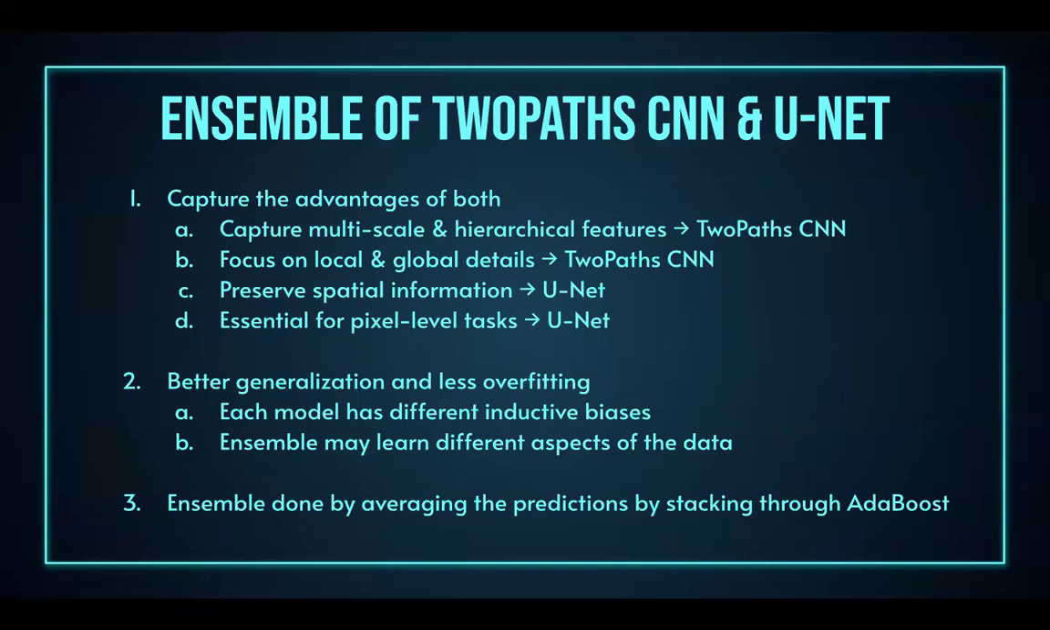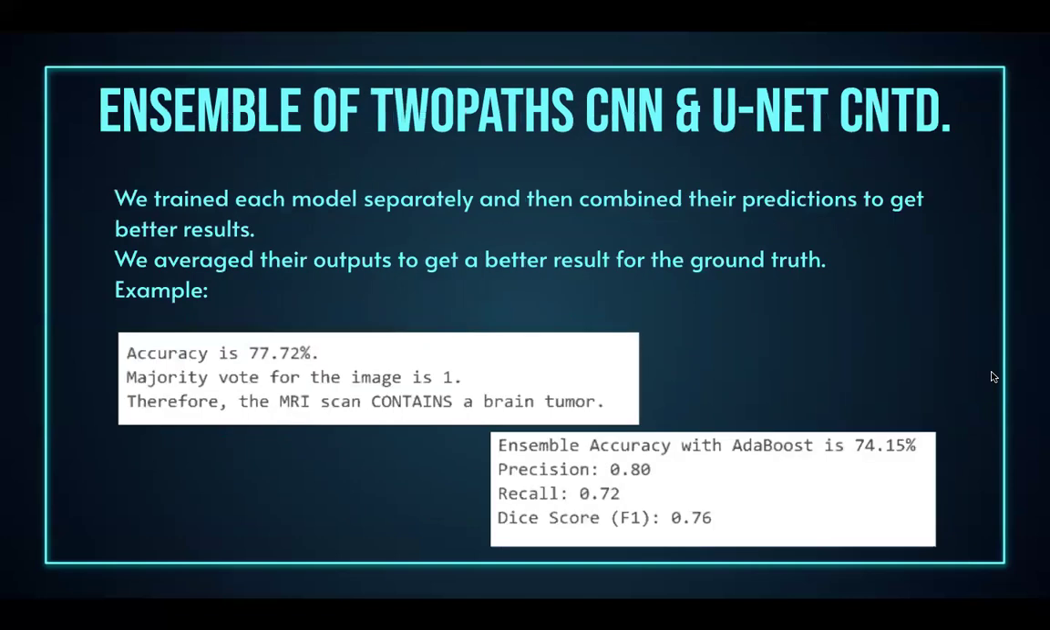Then we implemented an ensemble of the two-path and the U-Net models to capture the best of both worlds. Ensemble helps us in better generalizing the model and having less overfitting. And we did 2 trials of ensemble, one using simple averaging and then another one by averaging the predictions and then stacking through AdaBoost. And these are the results of the simple averaging and the stacking using AdaBoost.